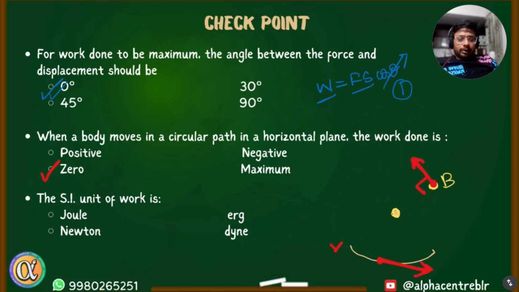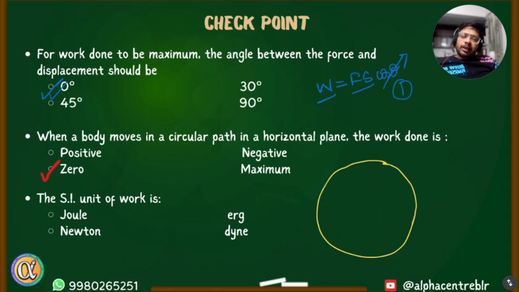Just re-explain the point. See, what I am trying to say is, if a body is moving along a circular path from anywhere to anywhere along the circular path, let's say from A to B, it did not complete a circle. Is the displacement zero or not? Displacement is not zero, yeah, but the work done is zero.